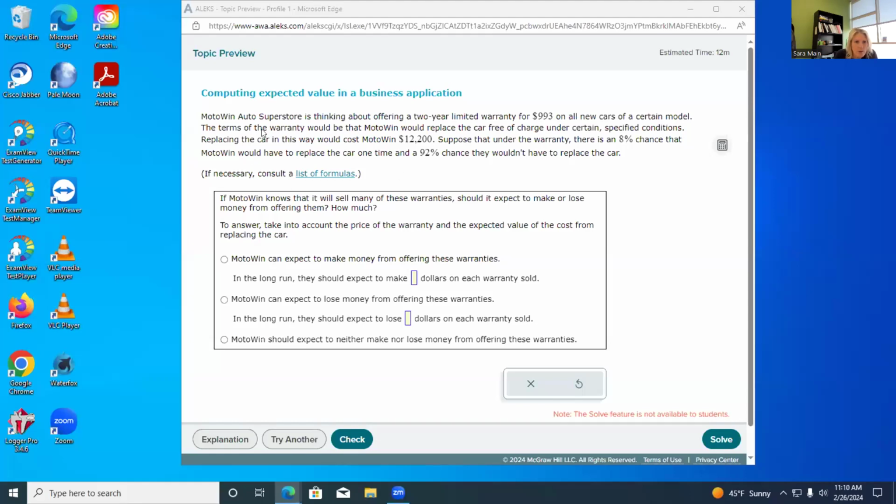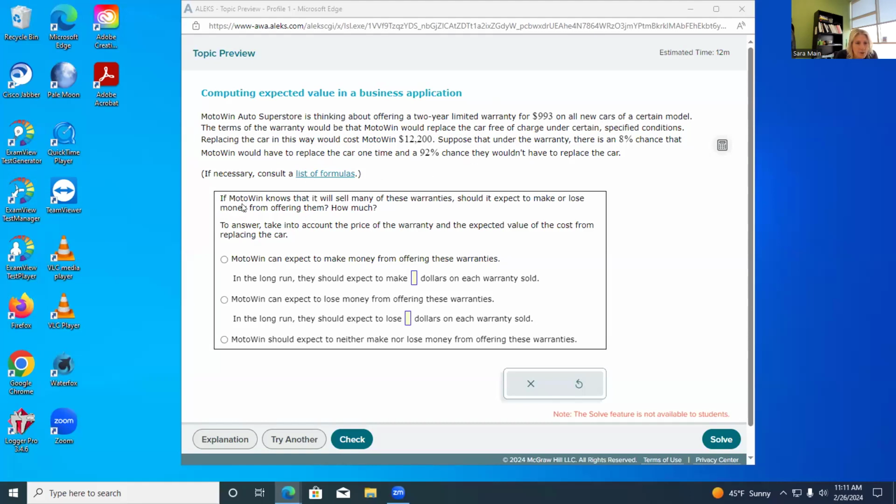So it says, Moto Win Auto Superstore is thinking about offering a 2-year limited warranty for $993 on all new cars of a certain model. The terms of the warranty would be that Moto Win would replace the car free of charge under certain specified conditions. Replacing the car in this way would cost Moto Win $12,200. Suppose that under the warranty, there is an 8% chance that Moto Win would have to replace the car one time and a 92% chance they wouldn't have to replace the car.